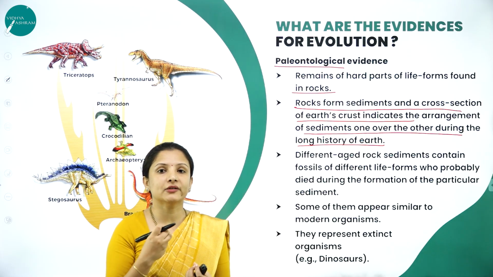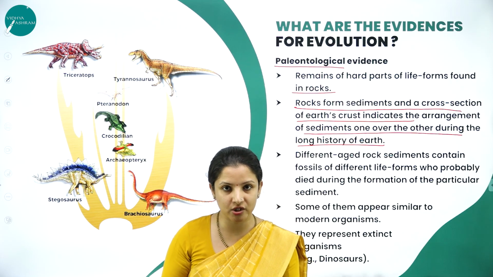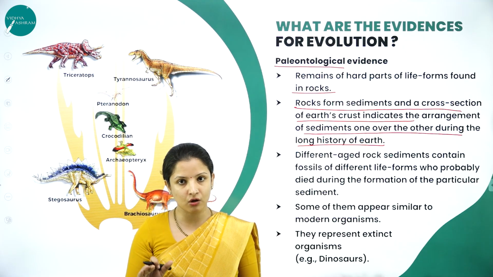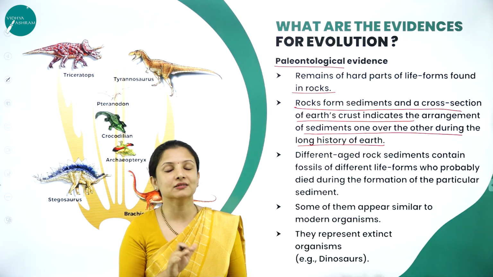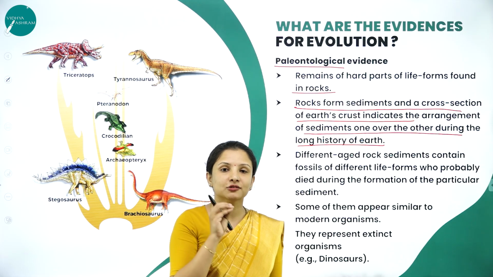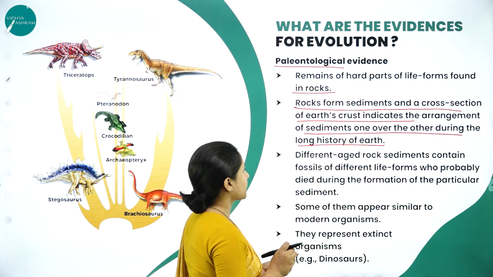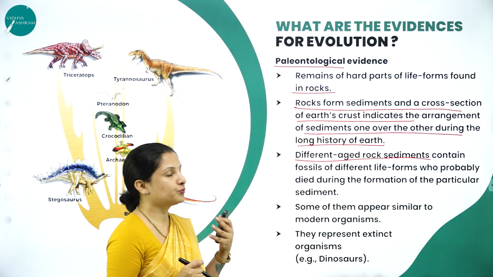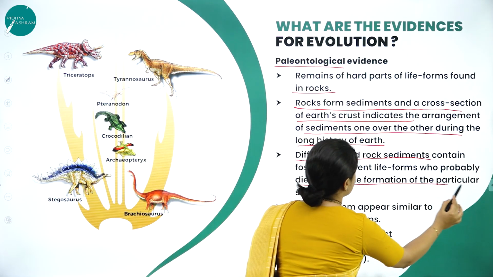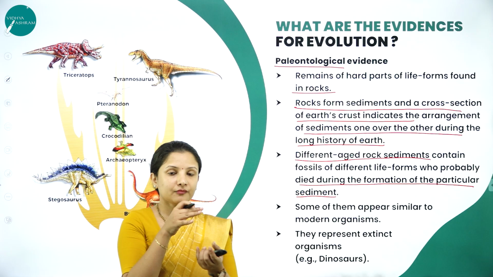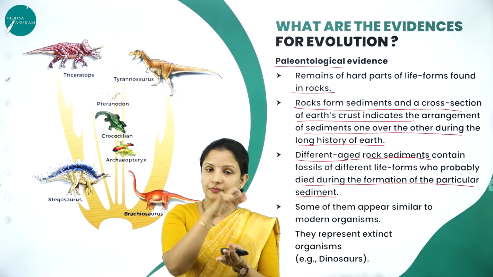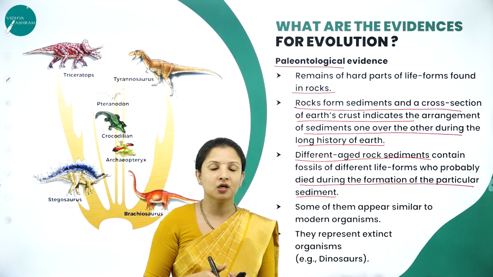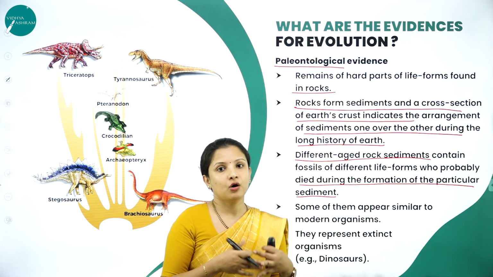It is like how, in a tree trunk, by counting the annular rings we can say how old the tree is. Similarly here, by counting the layers of sediments deposited on the rock, we can say how many years old the fossil is. And that is one of the evidences for evolution. Different aged rock sediments contain fossils of different life forms that probably died during the formation of the particular sediment. Say for example, they have died and on that sediments have been formed. So counting the number of sediment layers, we can say how old the dinosaur was, or how old a particular pteridophyte or plant species was.